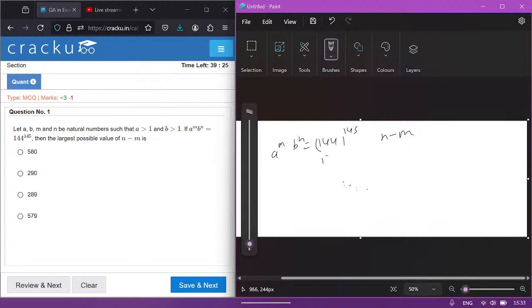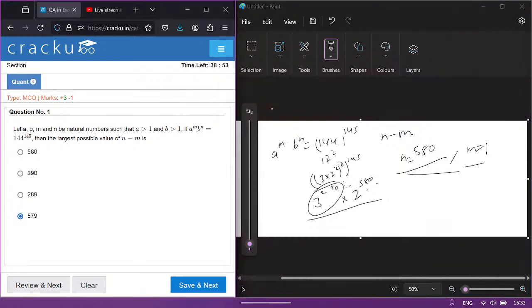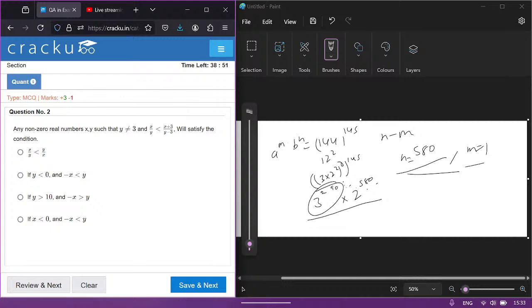So this is basically 12 squared. 12 is what? 3 into 4, or 3 into 2 square, whole square raised to power 145. If we open this, we will get what? 2 to the power 290 into 2 to the power, double of 290 is what? 580. Okay, so this can be this. N can be 580, and M can be 1 when A is this. Okay, so our answer is 579, I hope. No, 579. Okay.